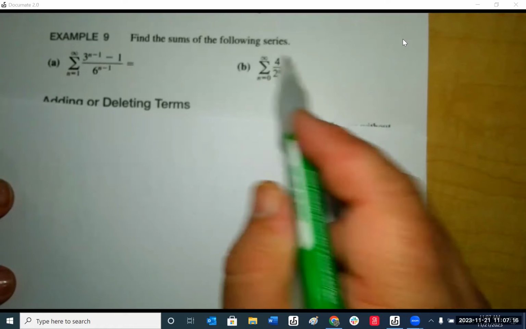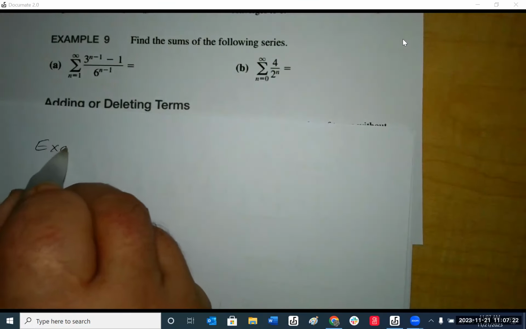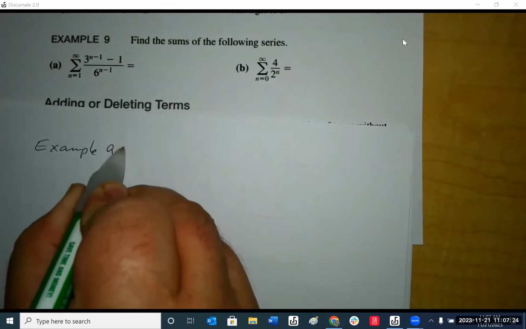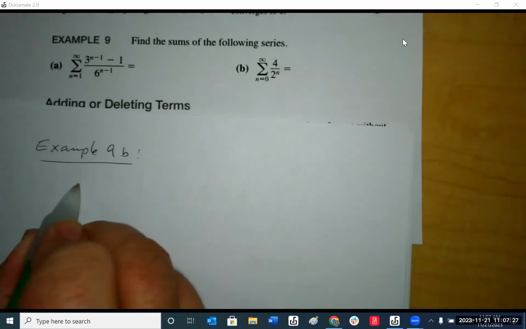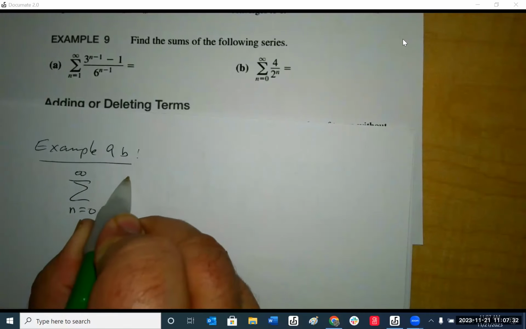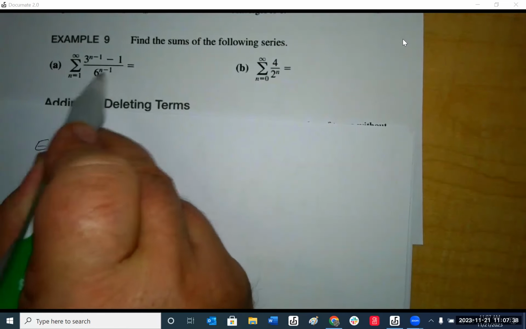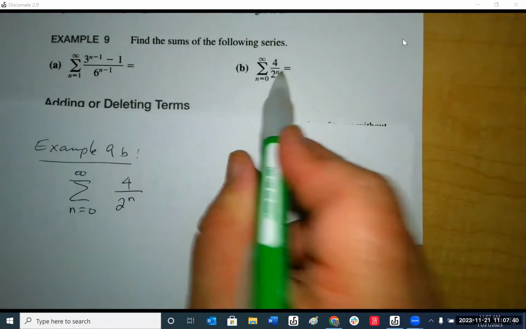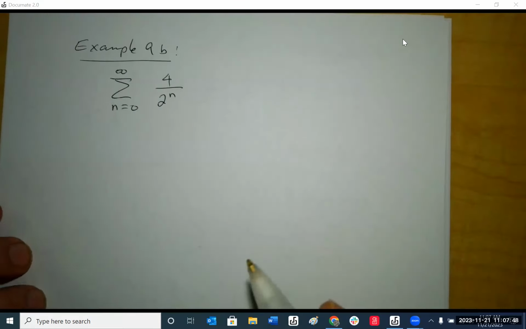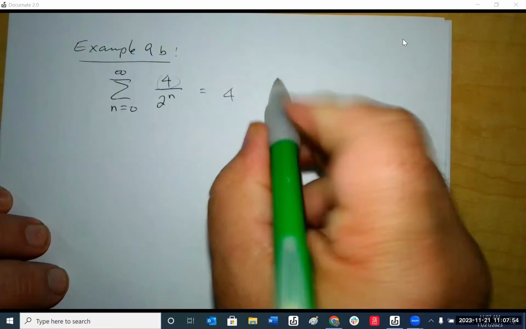Summation as n goes from 0 to infinity of 4 over 2 to the power n. So this is example 9b. You notice, if we start at 1, we go to n minus 1. If we start at 0, we go to n. This is the constant, so we take it out in front.